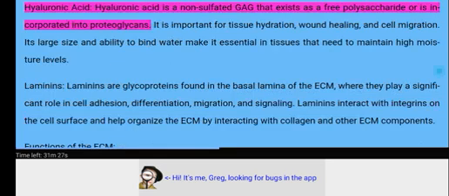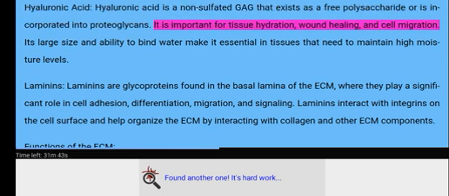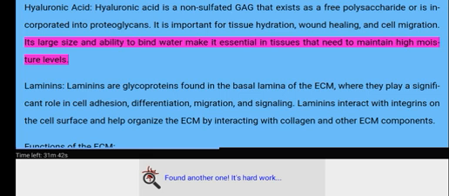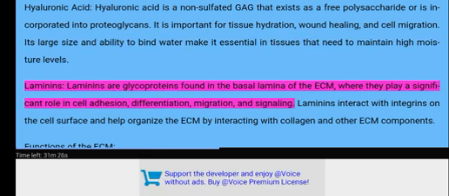Hyaluronic acid. Hyaluronic acid is a non-sulfated GAG that exists as a free polysaccharide or is incorporated into proteoglycans. It is important for tissue hydration, wound healing, and cell migration. Its large size and ability to bind water make it essential in tissues that need to maintain high moisture levels.